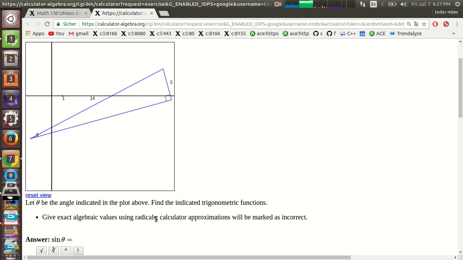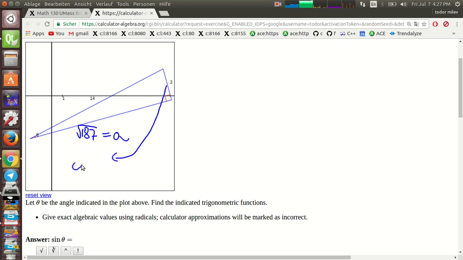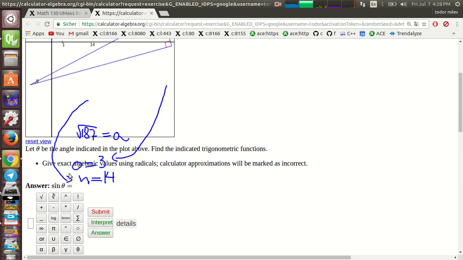So let me do that. So radical of 187, that's our adjacent leg. Our opposite leg here is 3, and our hypotenuse is 14. All right. So let's see, now this information is neatly visible here. So let's enter it.